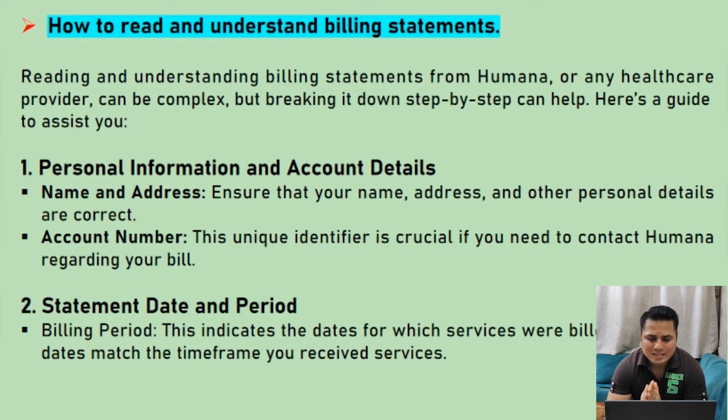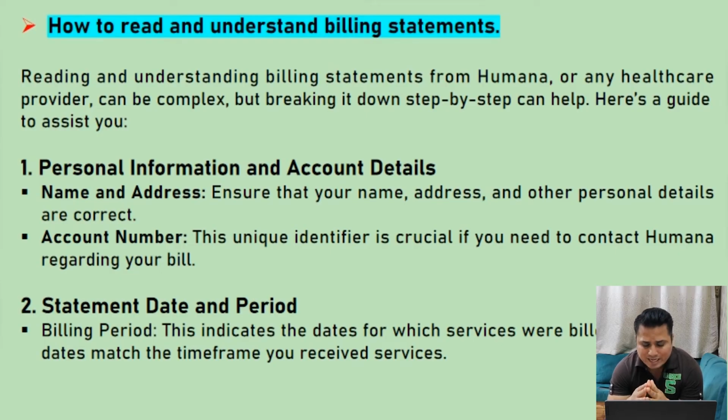Now, how to read and understand billing statements. Reading and understanding billing statements from Humana or any healthcare provider can be complex, but breaking it down step by step can help. Here is a guide to assist you. Number one, personal information and account details, name and address. Ensure that your name, address, and other personal details are correct. Account number. This unique identifier is crucial if you need to contact Humana regarding your bill.